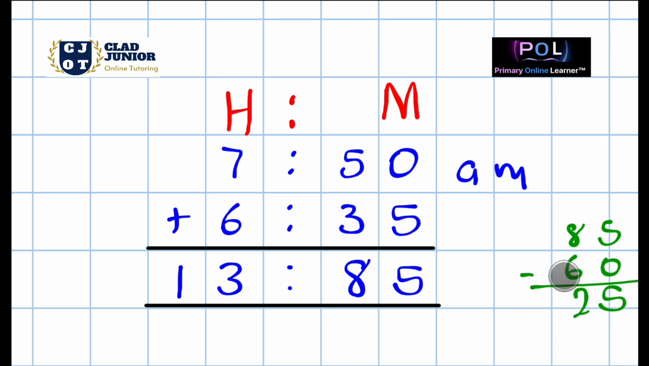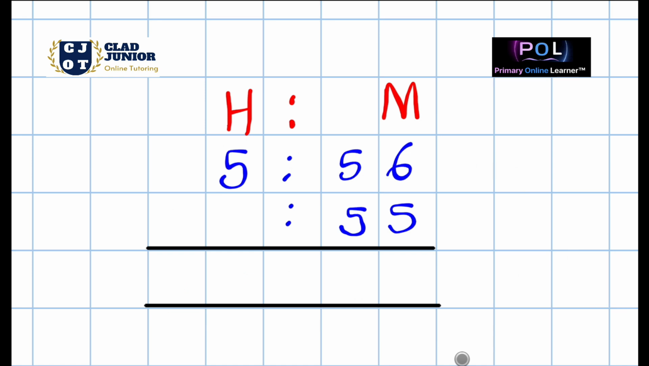So 60 is the 1 hour that we are going to add there, isn't it? Then the 25 minutes is the one that will come on this side. So let's write it. So 25 there. Then here we now have 13 plus 1 is 14. So the final answer is 14:25, which is 2:25 p.m. in the 12-hour clock.